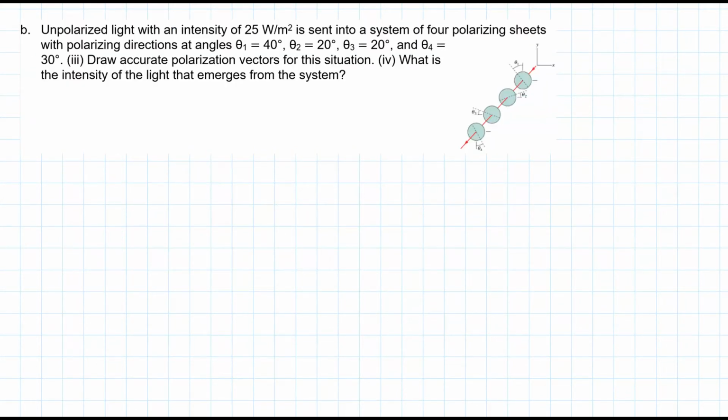B. Unpolarized light with an intensity of 25 watts per meter squared is sent into a system of 4 polarizing sheets with polarizing directions at angles theta 1 equal to 40 degrees, theta 2 equal to 20 degrees, theta 3 equal to 20 degrees, and theta 4 equal to 30 degrees. I. Draw the polarization vectors for this situation. II. What is the intensity of the light that emerges from the system?